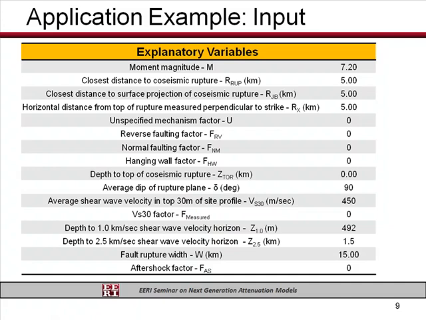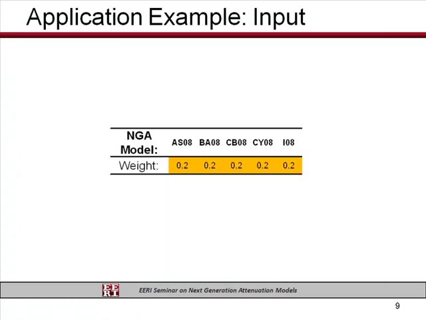The depth to the 1.0 kilometers per second shear wave velocity horizon is 492 meters, and the depth to the 2.5 kilometers per second shear wave velocity horizon is 1.5 kilometers. These are site-specific parameters. Our fault rupture width is 15 kilometers, and the aftershock factor is 0 since our event is main shock in this case.